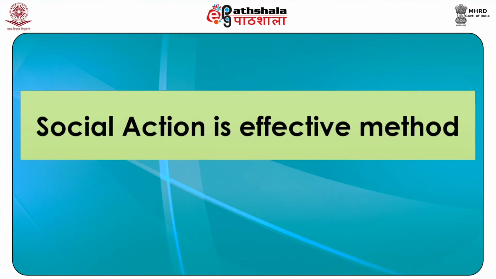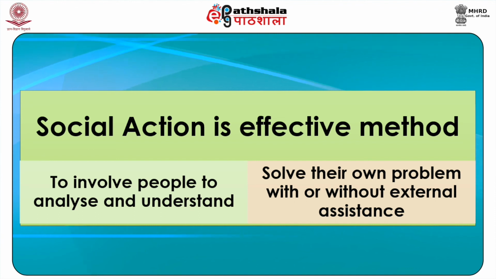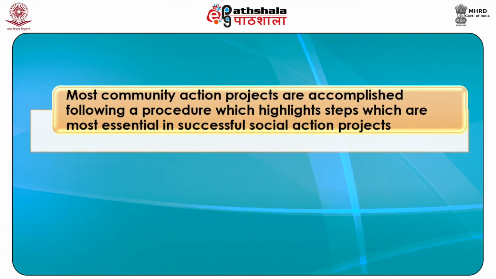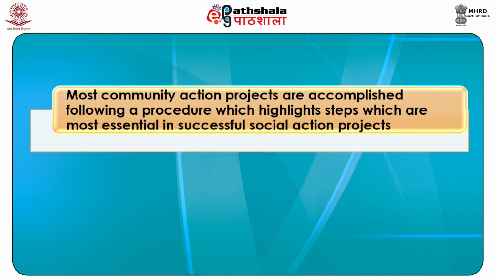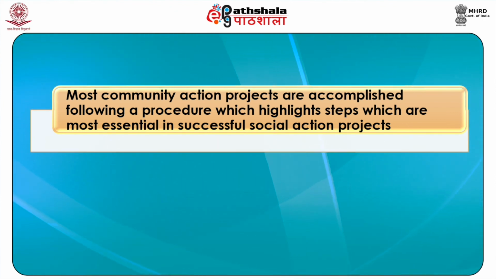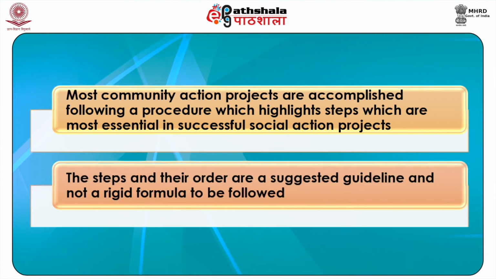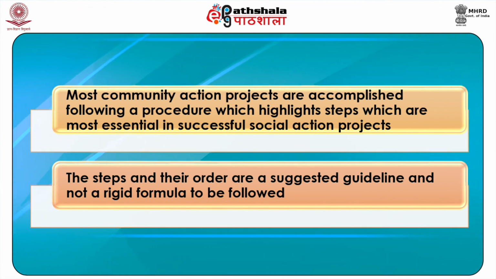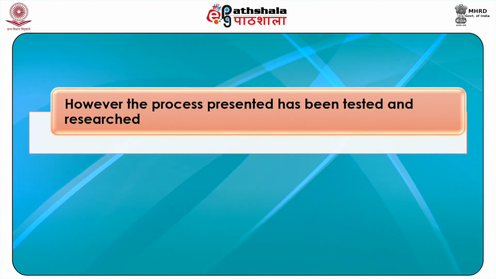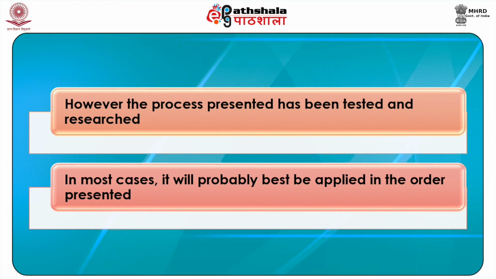Summary. It can be summarized that social action is an effective method to involve people to analyze, understand, and solve their own problems with or without external assistance. Most community action projects are probably accomplished following a procedure which does not necessarily point out any new concepts, but does highlight those steps which are most essential in a successful social action project. The steps and their order are suggested guidelines and not a rigid formula to be followed. However, the process presented has been tested and researched. In most cases, it can probably best be applied in the order presented.